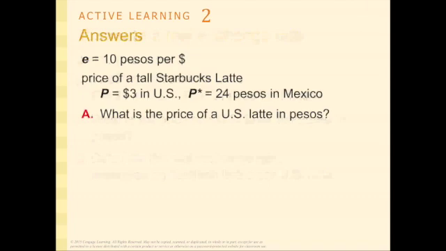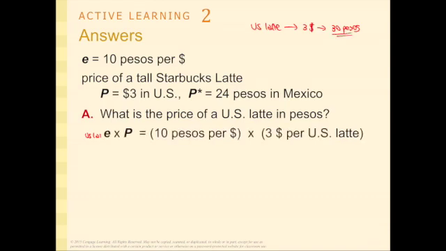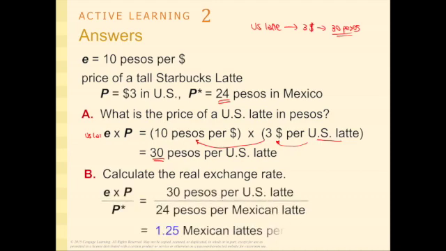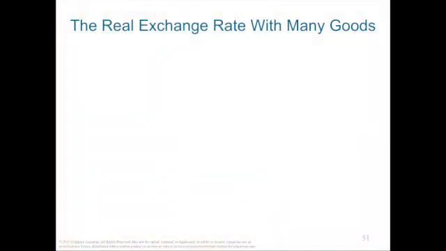So, what is the price of a US latte in pesos? Well, you have a US latte. For a US latte, we get $3. With $3, we get 30 pesos. So what is the price of a US latte in pesos? 30 pesos. Let us look at this. You sell the US latte for $3. For $3, you get, for each dollar, 10 pesos. So it's 30 pesos per US latte, which is the numerator of the real exchange rate. So computing the real exchange rate, we just divide 30 by the price in Mexico, which is 30 divided by 24, which is 1.25 Mexican lattes per US latte.